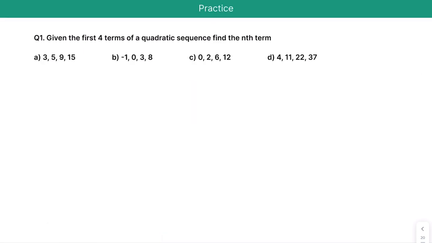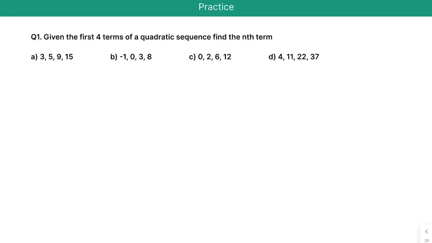Here are some practice questions for you to have a go at. Press pause and have a go. Here are the answers. Mark your work.